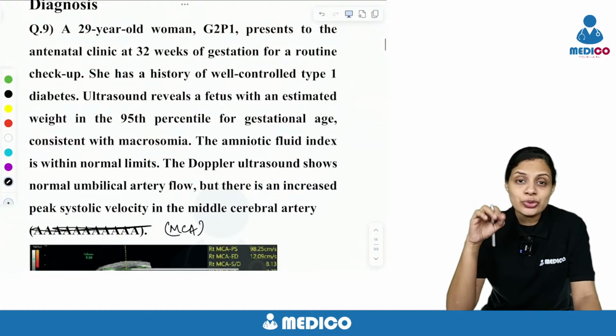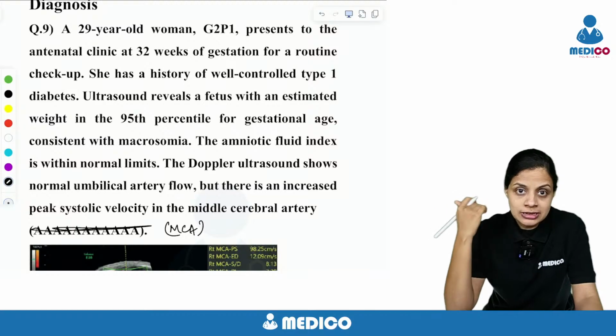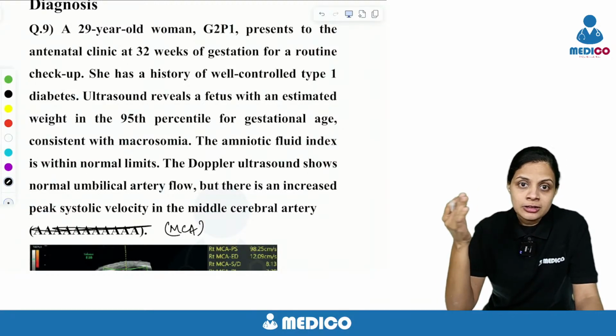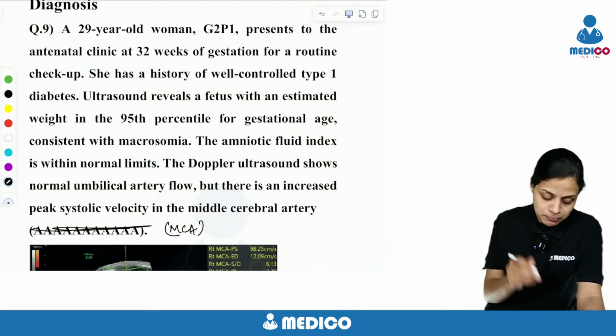Now, this question is a typical example of a question with a lot of distractors, things that can take you away from your answer, or things that can make you blind to what has been mentioned as important in the question.